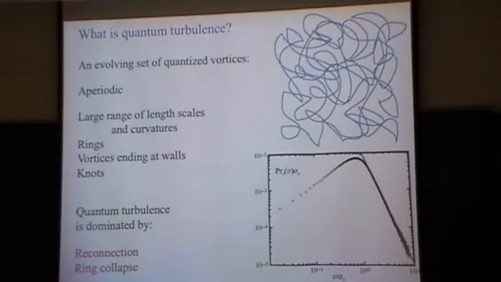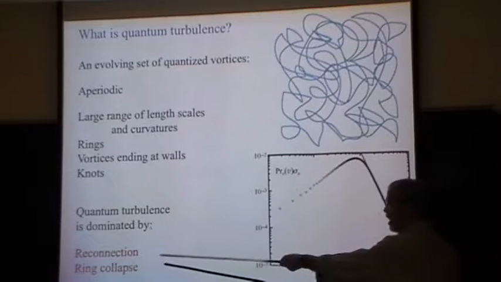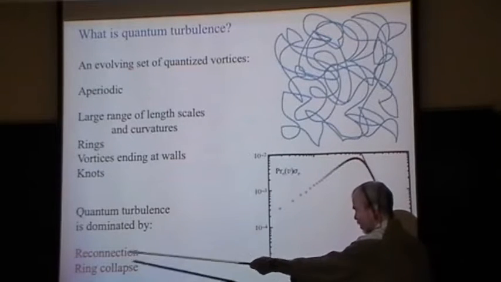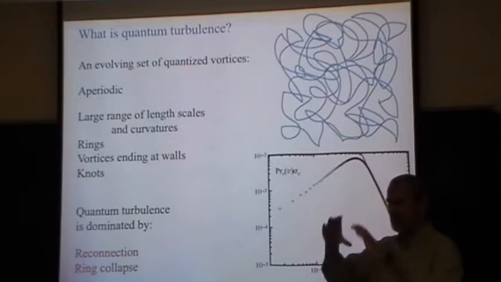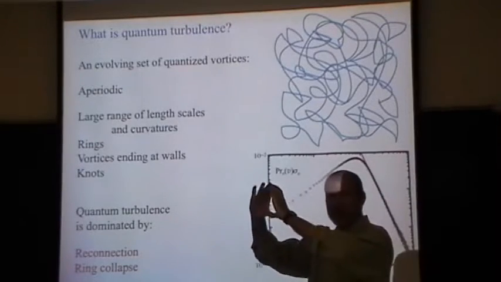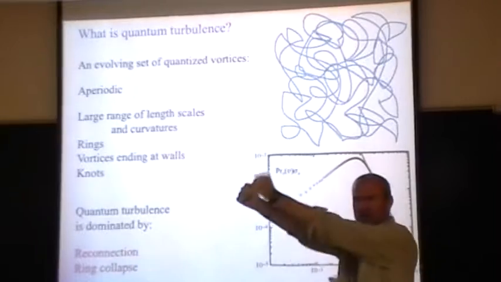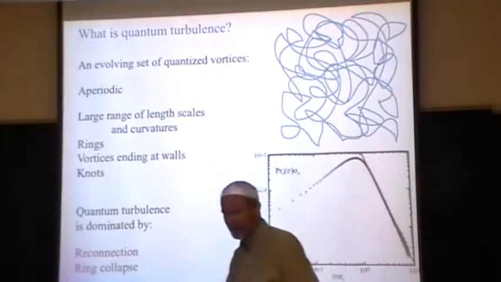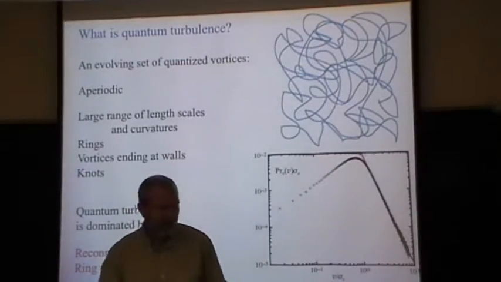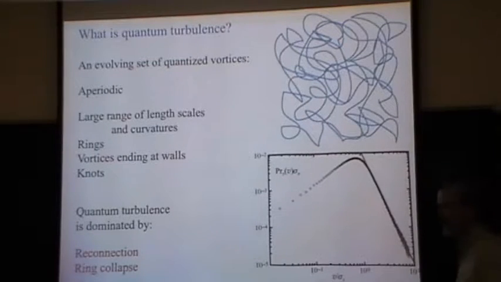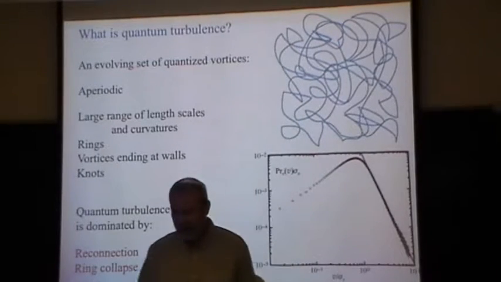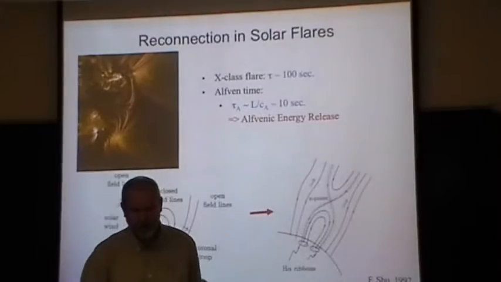So quantum turbulence, as best we can observe, is really dominated by the reconnection of quantized vortices, which I'll define as some length and ring collapse, which is really simple. You've got a ring, it's propagating, like all good smoke rings do, and it shrinks to zero due to some dissipative mechanism. Okay, and I guess we also end up with a power law distribution of velocities and energies in the quantum turbulence. Okay.